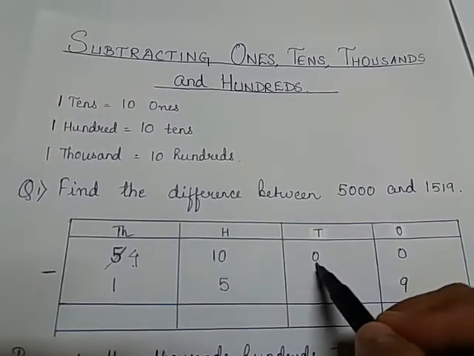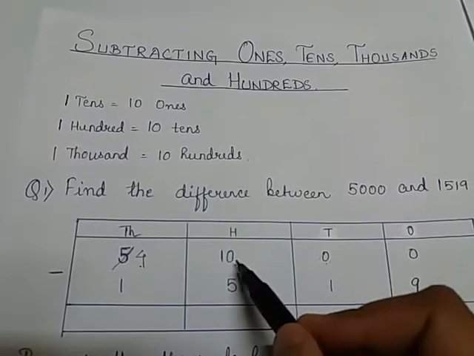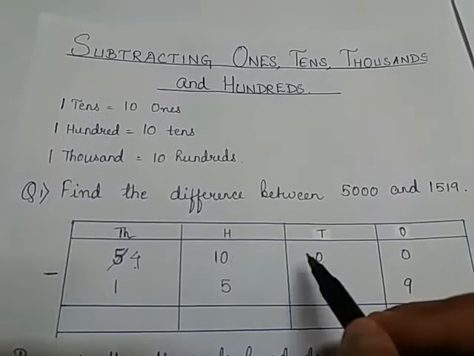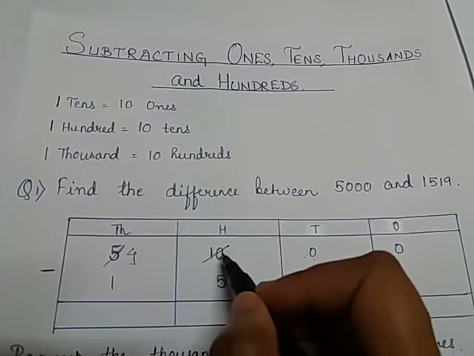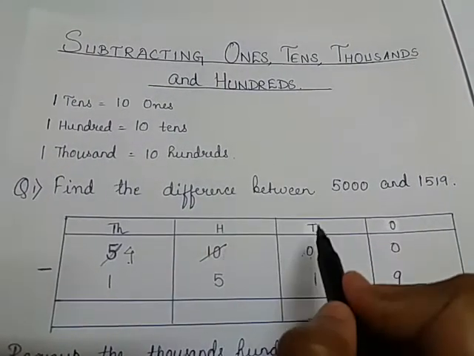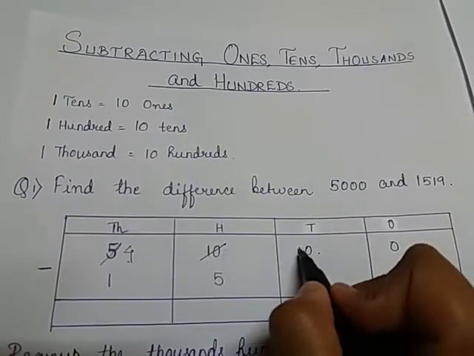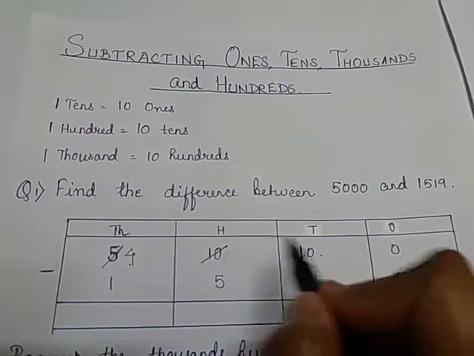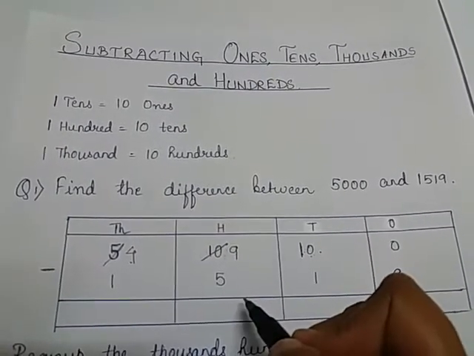Now here we have to take the number from this place. As we know, 100 is equal to 10 tens. So again I will take 100 from here and I'll put it here. That means I will have 10 tens here. As I'm taking 1 hundred from here, the number that I am left with is 9, right?